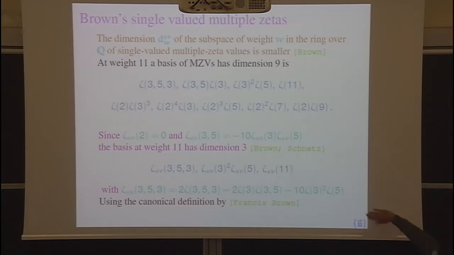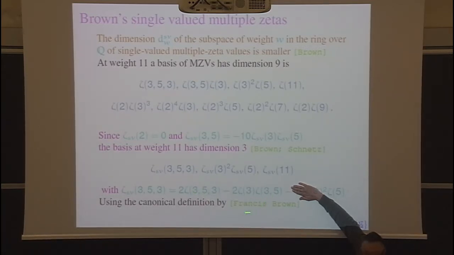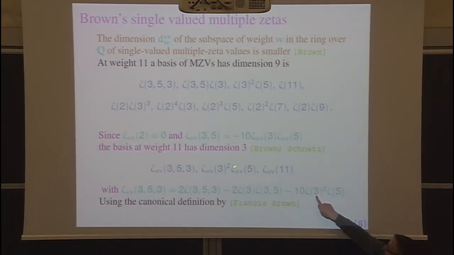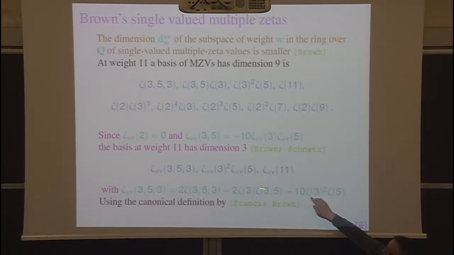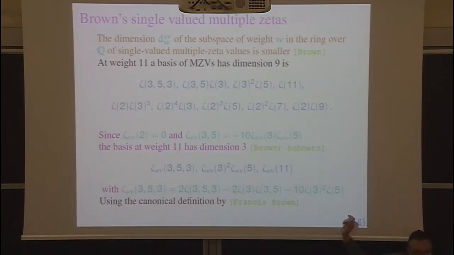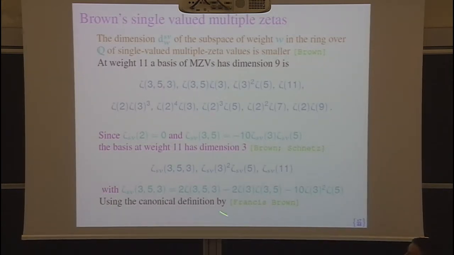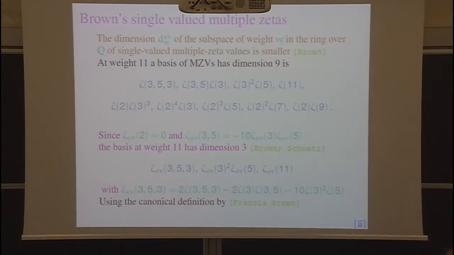So you could say, what is non-trivial is to have this depth 3 with this depth 2 guy together. So this one is in the basis. You could say, since I am over Q, why don't I just use that guy as an element of my basis? It turns out that this is the one that comes out from the canonical definition by Francis Brown. And it's exactly the guy that would come from string theory computation.